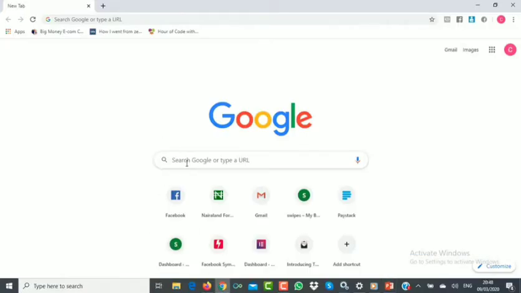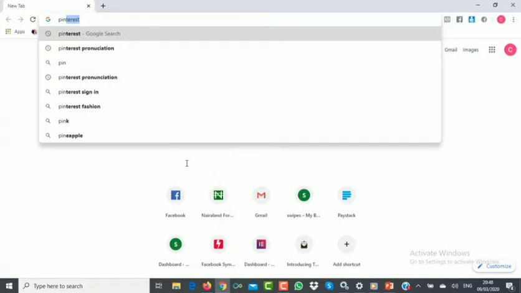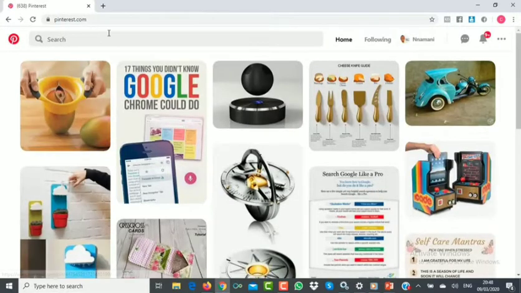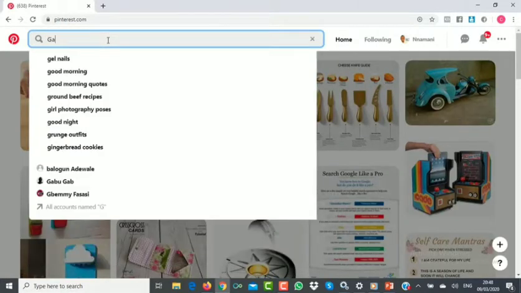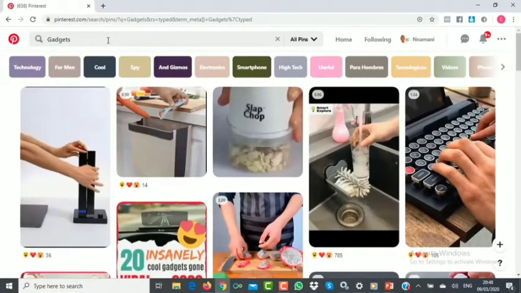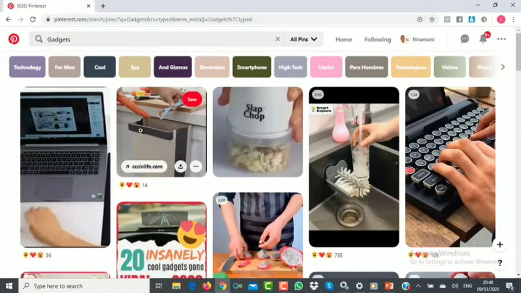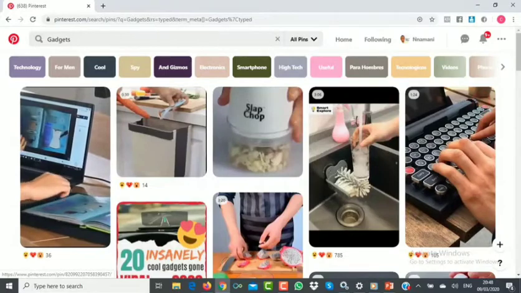Now, here we are. The particular website that I use for this three-step process is Pinterest. Okay, so we're going to go to Pinterest very quickly. And here we are. All right, so when we get to Pinterest, the first thing that we want to search for is to go and search for gadgets. Okay, now when we get to gadgets, the first thing that I do is actually look out for lists.